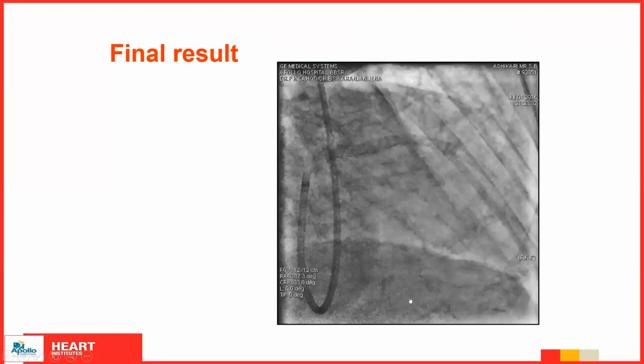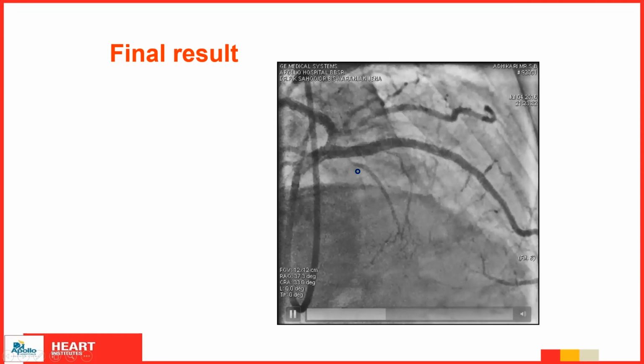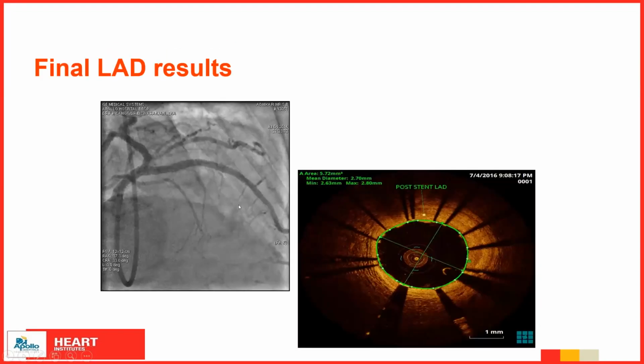And these are the final results. And this is the final angio to show you how this is. Now, what is the role of IVUS, OCT in this? In fact, the patient underwent OCT to show that the area was good and it was fully well apposed.